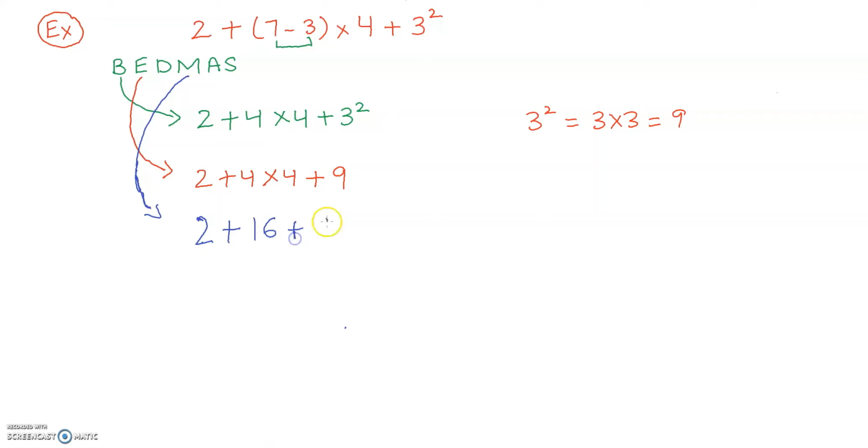Now I can see all the numbers have adding in the middle, so 2, 16, and 9. So in that case, I will just simply add all three numbers and get the final answer. So I will say adding is the next one. So when I add 2 and 16, I get 18. 18 plus 9 will give me 27. Therefore, the final answer is 27 for this question. That's how we can solve by using BEDMAS.